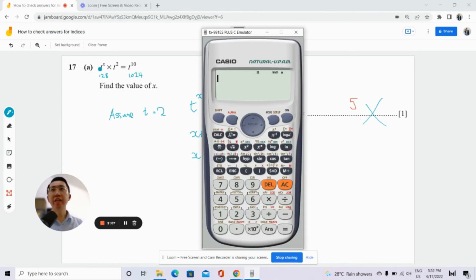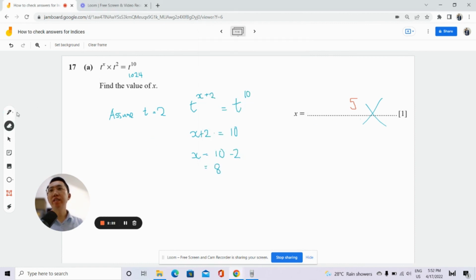So retype again, t is 2. Power of 8 multiply 2 power of 2. Okay, press equal. Now you get 1024 this time. So it's actually balancing with the right hand side. So you know x is 8. That's how you check. That's it for this one.